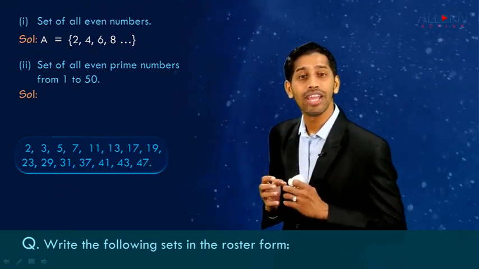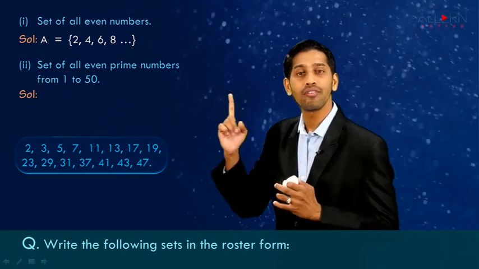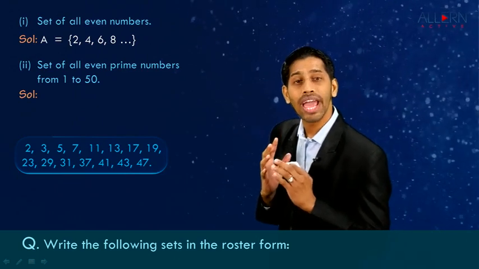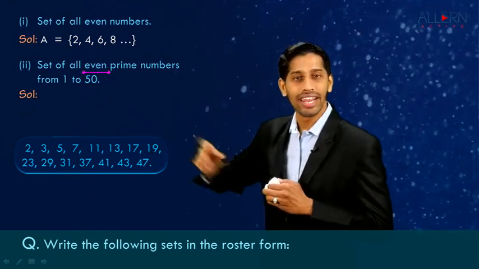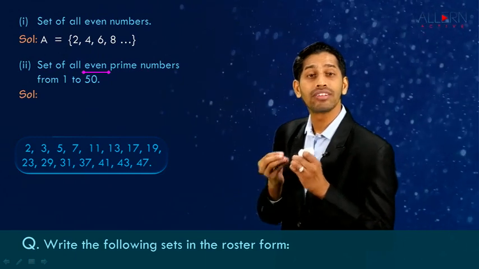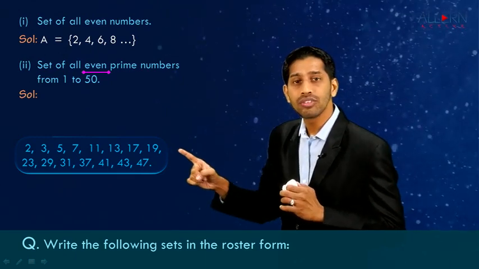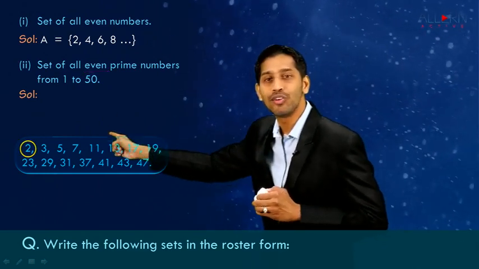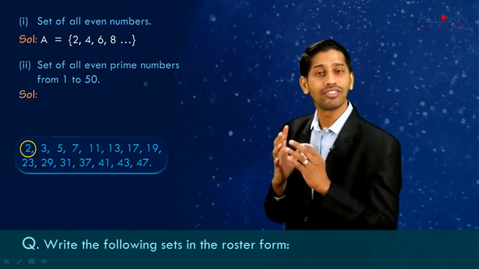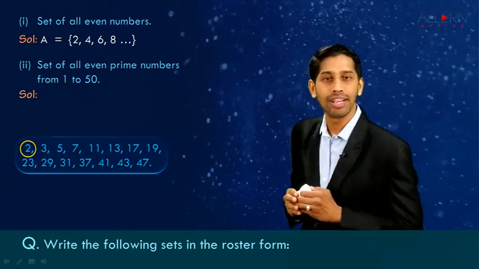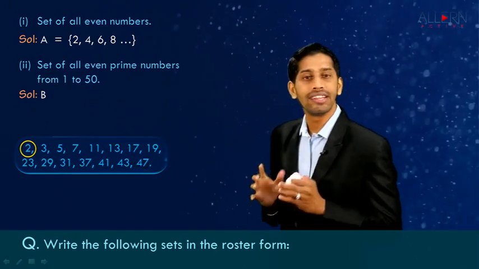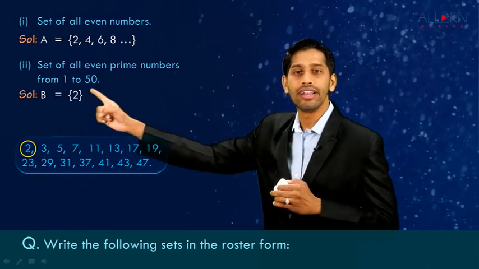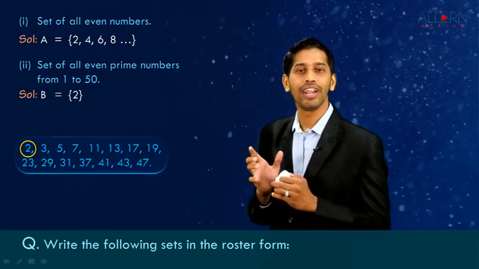So we have written all the prime numbers from 1 to 50. But the question is, we need to write those prime numbers which are even. Even means a number which comes in the table of 2. So if you observe all prime numbers, there is only one even number, which is 2. So we write our answer. First of all, we need to represent it by some capital letter. So we write capital letter B is equal to, in curly bracket we'll write only 2. So that is our answer: B is equal to curly bracket 2.